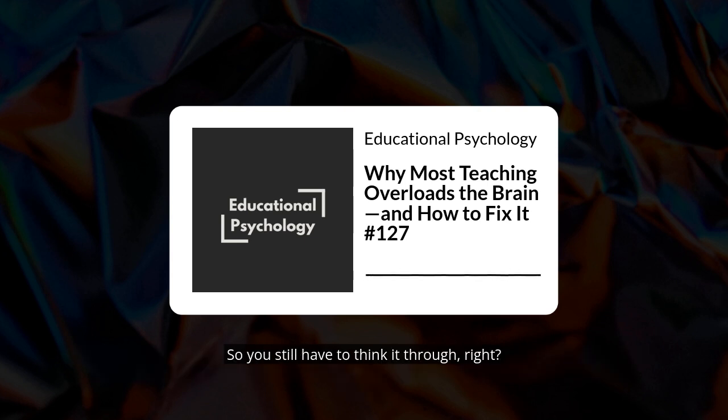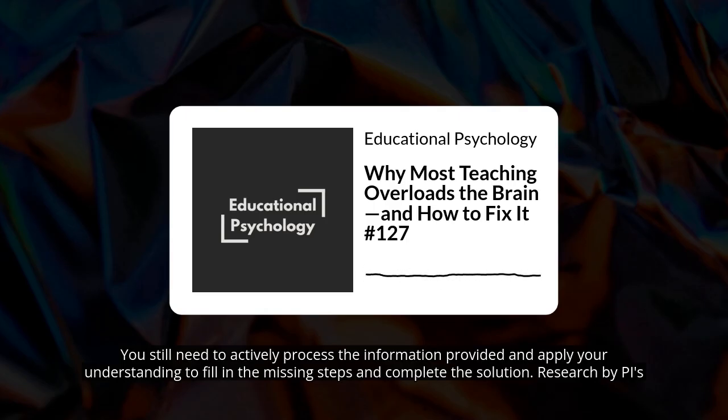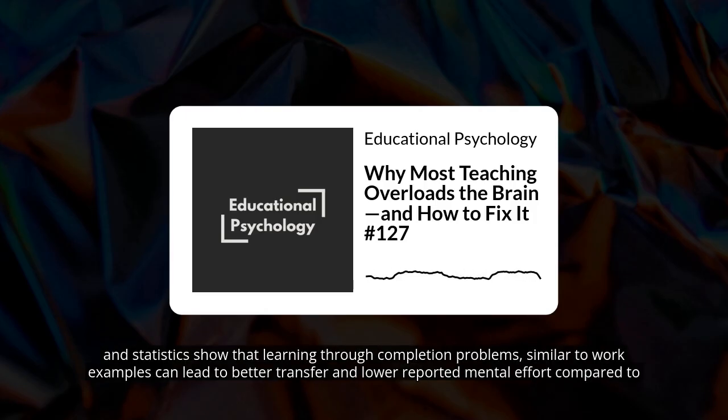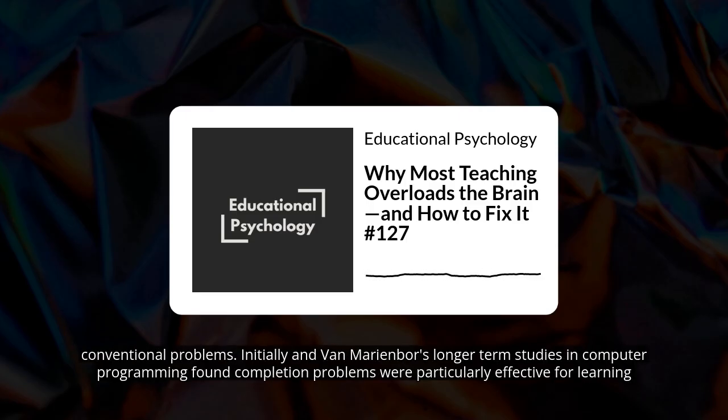So you still have to think it through. Right. You still need to actively process the information provided and apply your understanding to fill in the missing steps and complete the solution. Research by Paas in statistics showed that learning through completion problems, similar to worked examples, can lead to better transfer and lower reported mental effort compared to conventional problems initially.